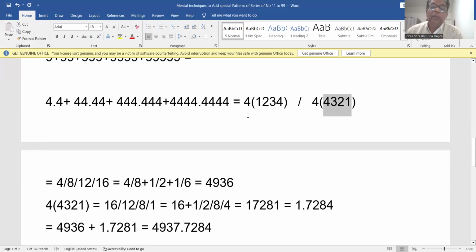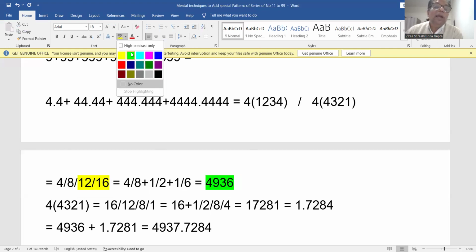So again, I multiply 4 by all these numbers. What do I get? 4, 8, 12, 16. I get balancing because 12 and 16 are double digit numbers. I do balancing, and after balancing, what do you get? The final answer is 4936. So this number is 4936, right?